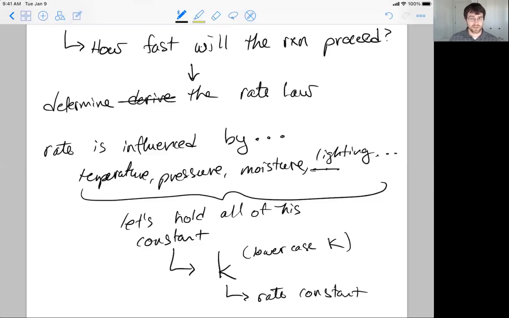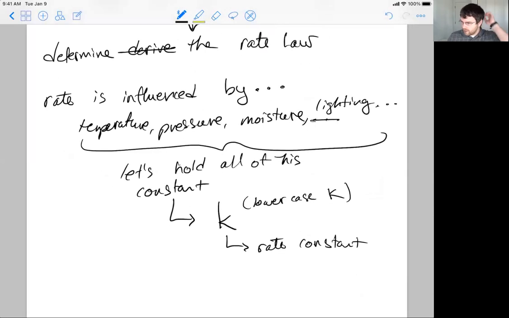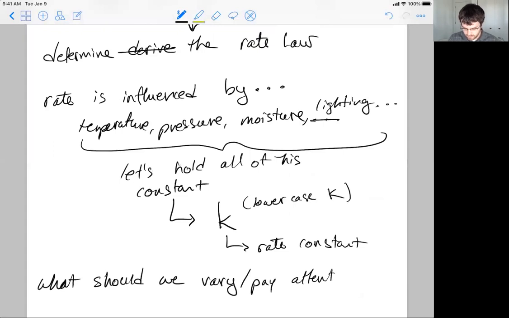They just won't change. Like if I set up an experiment open to air in a fume hood in Farr Hall, the temperature and pressure is not going to change dramatically each day. It shouldn't, anyway. Okay, so we're going to hold a lot of this stuff constant. So what do we want to vary or pay attention to? What variables do we want to study?